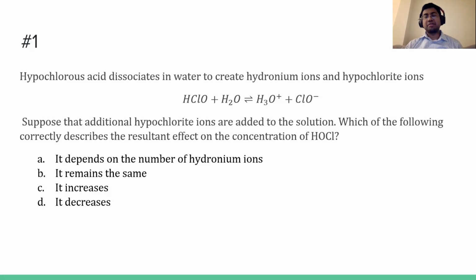Okay, so yeah, Le Chatelier's principle. If you are going to flood the system with extra hypochlorite ions, you're going to increase the reverse reaction rate, and that will produce more HClO. Now, what will happen to the pH of the solution? I'm asking that as an extra question.